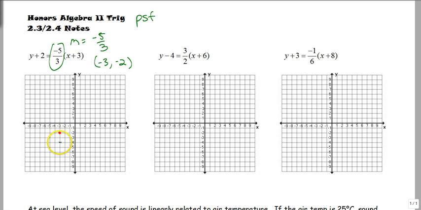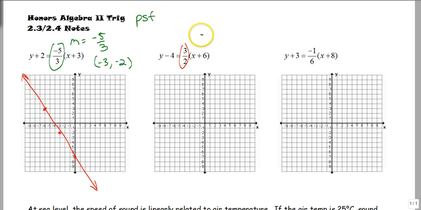That means I'm going to go down 5 and over 3. There's my new point. I could also go up 5 and over 3 this way. And there's my graph. Done. Didn't have to solve anything. All I did was grab my information from the equation.